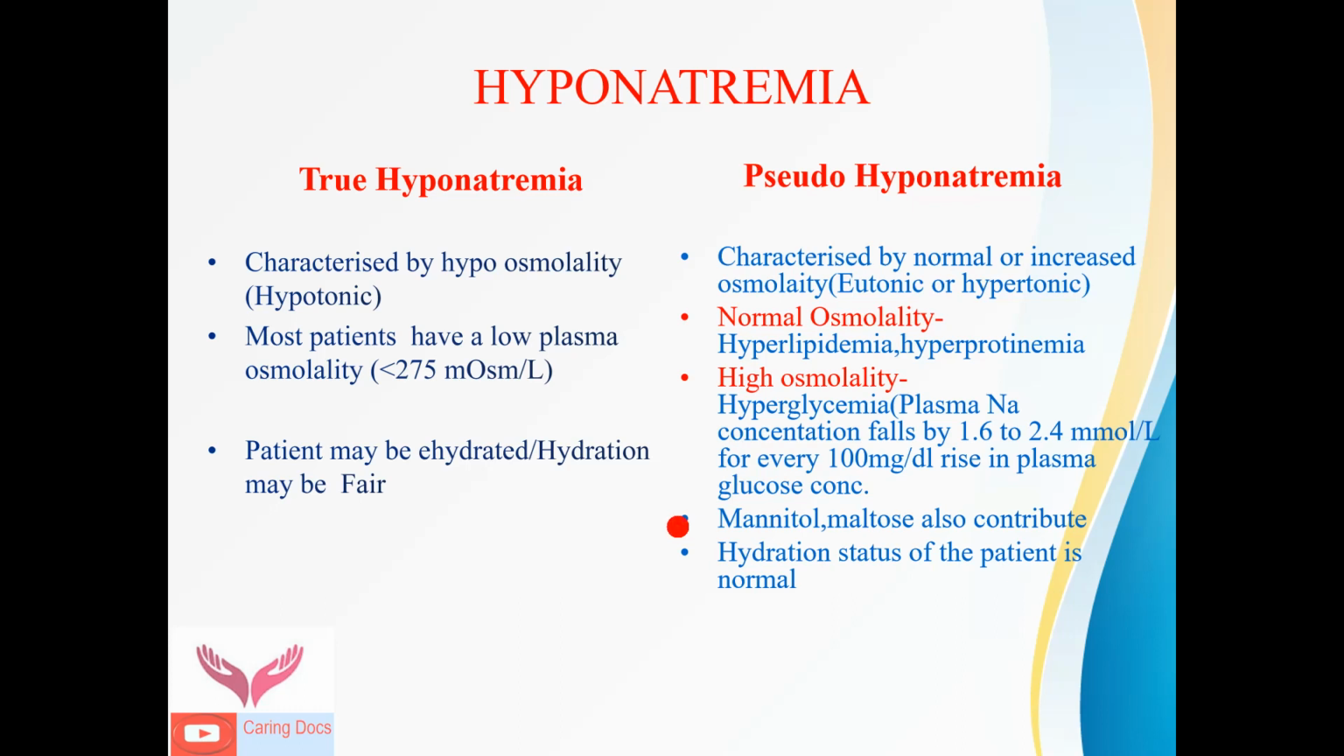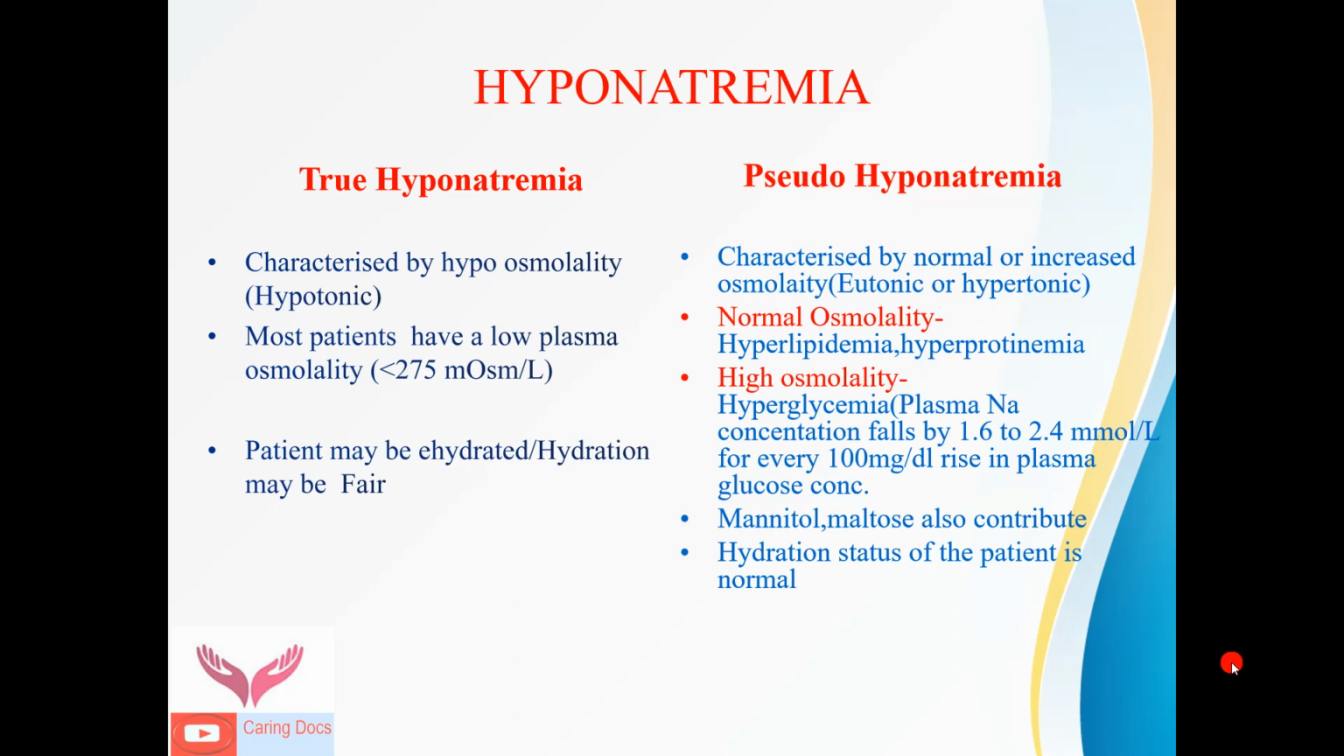Normal osmolarity is seen in patients with hyperlipidemia or hyperproteinemia, and high osmolarity is seen in patients with hyperglycemia or patients who are on mannitol or maltose. Just remember one thing, in all the patients who have hyperglycemia, the plasma sodium concentration falls by 1.6 to 2.4 millimole per liter for every 100 milligram per deciliter rise in plasma glucose concentration.